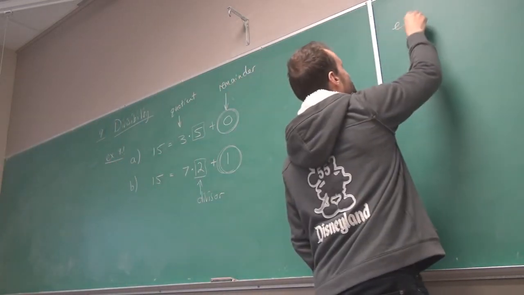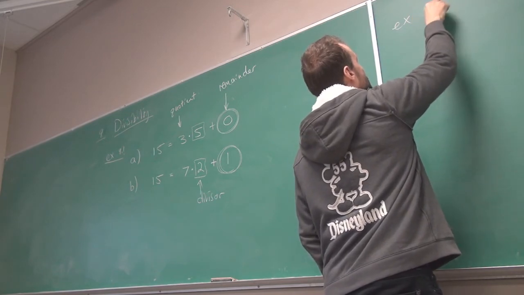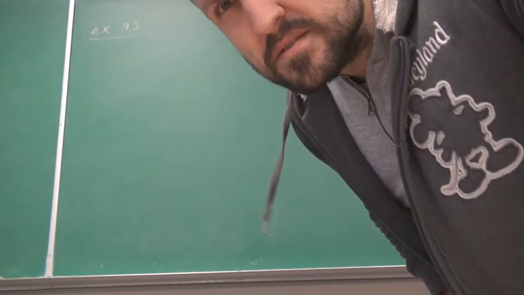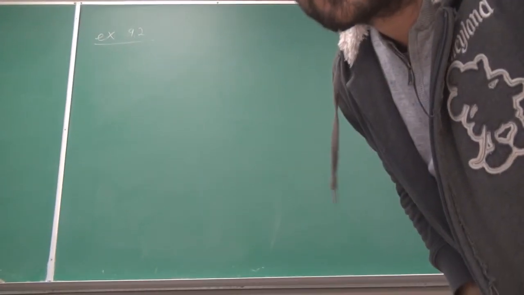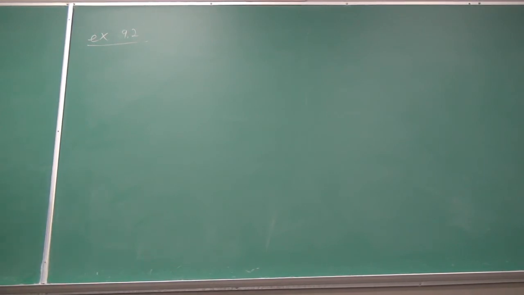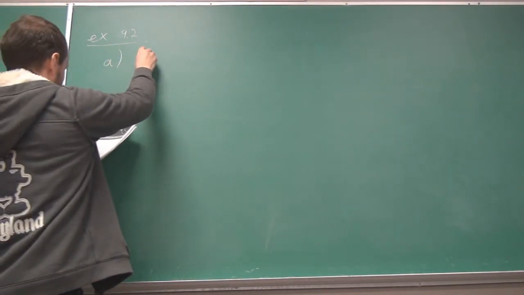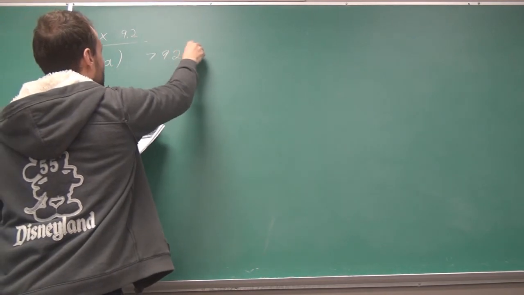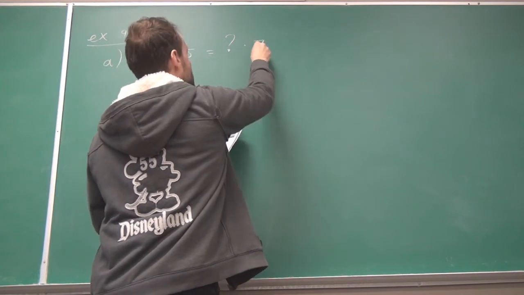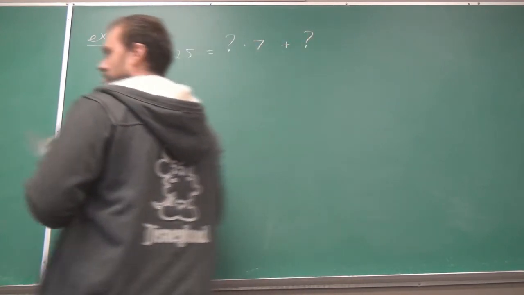In exercise, I guess it is 9.2. I want to make sure my numbering is correct. Why is this not? There we go. 9.2? Yeah. So I'm going to take this with me because terrible memory. In A, 7,925, and we're trying to find the quotient using 7 and how much is left over.